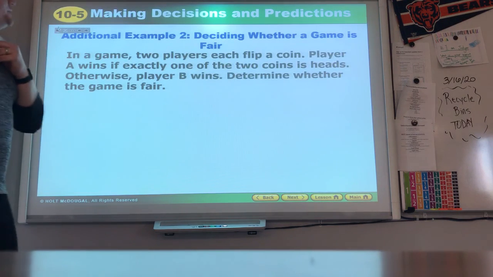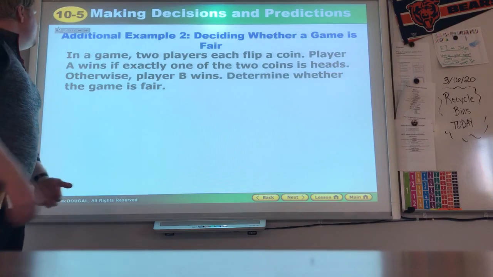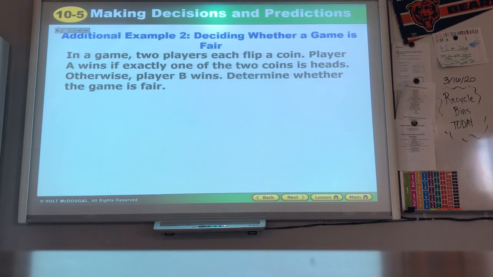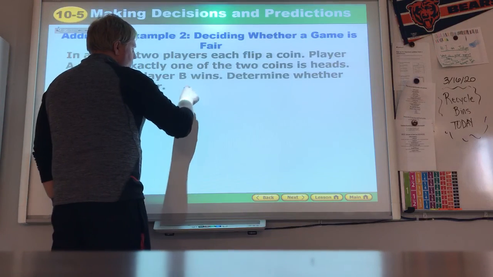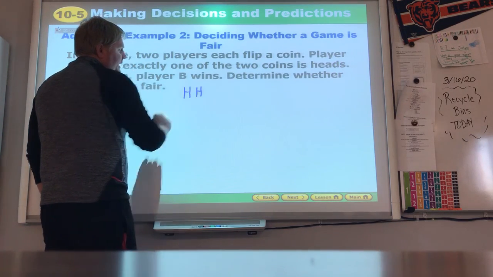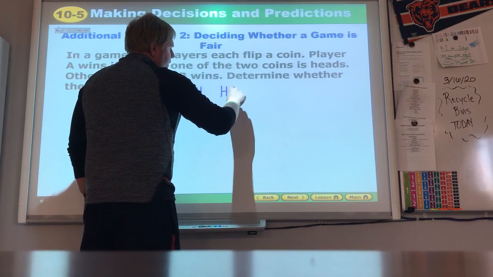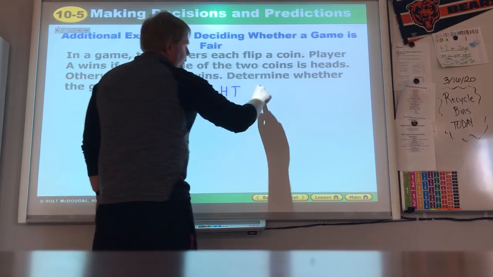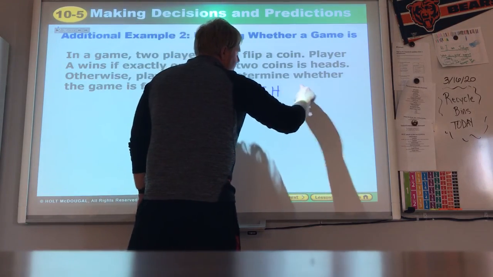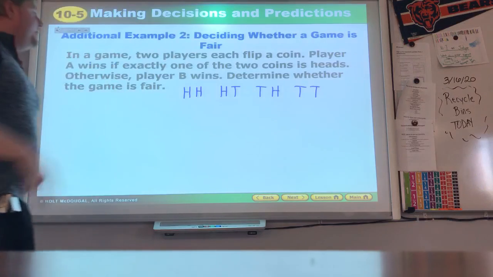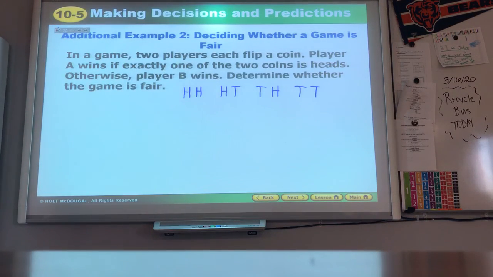So, in a game, 2 players each flip a coin. Player A wins if exactly one of the 2 coins is heads. Otherwise, player B wins. Determine whether the game is fair. So we have to think, there's 2 coins. So when we flip those 2 coins, player 1 and player 2 could get heads. Player 1 could get heads, player 2 could get tails. Player 1 could get tails, player 2 could get heads. And both of them could get tails. So there's 4 different outcomes. A total of 4, right?